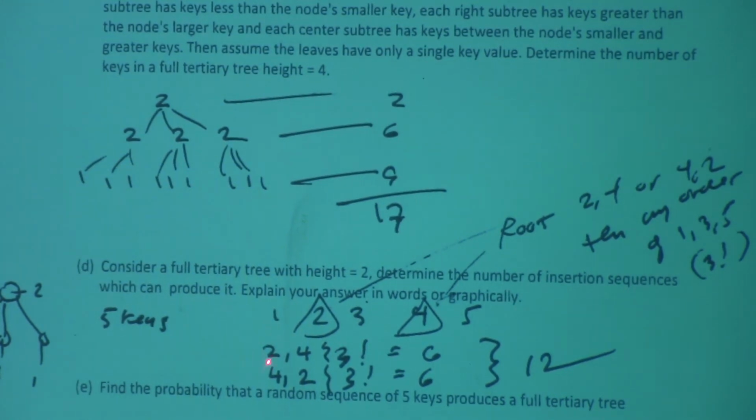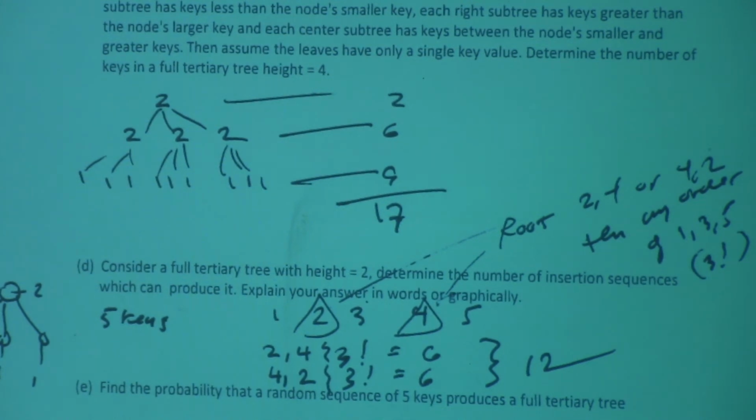If you start with 4, then you must immediately follow by 2. And then again, you're still left with 1, 3, and 5, and those again can be in 3 factorial different permutations, which is 6. So therefore, these 6 permutations starting with 2, 4, and these 6 permutations starting with 4, 2 add up to 12.